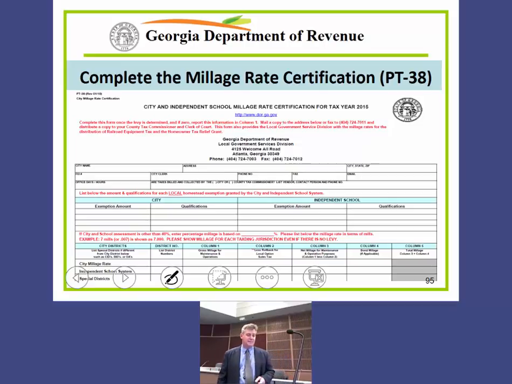But you need to be sure it gets to the clerk of Superior Court also, because you want to get your share of real estate transfer and recording intangible taxes. So always send it to the clerk of Superior Court too. That's important to do.